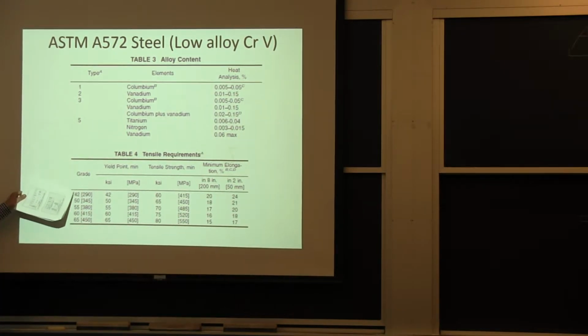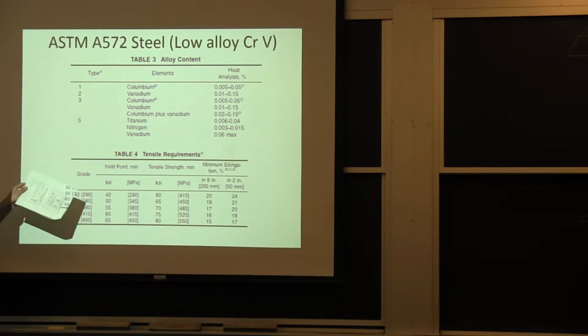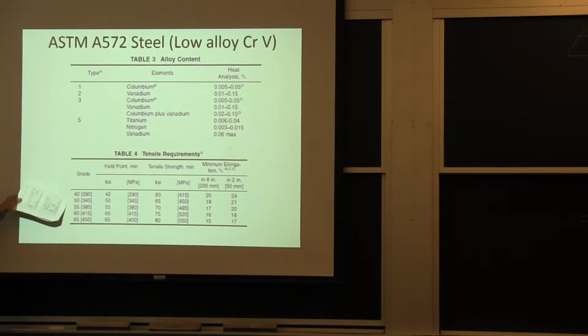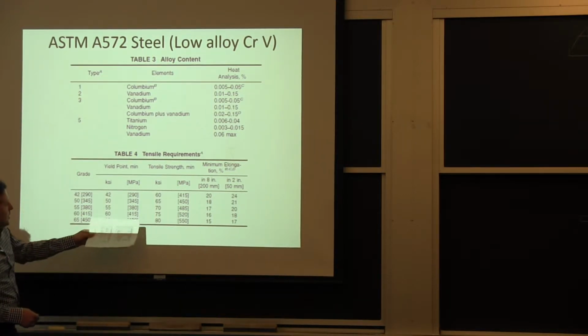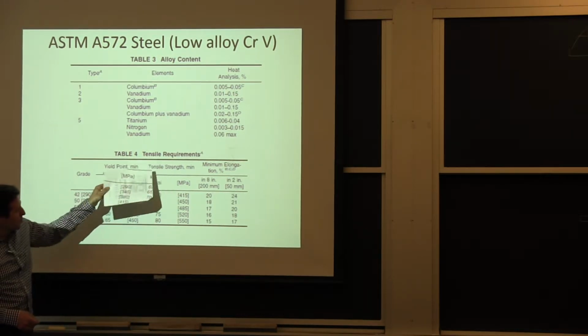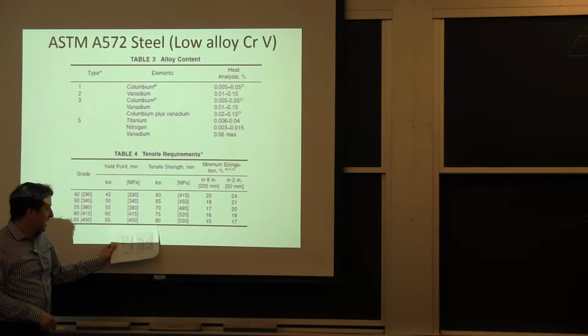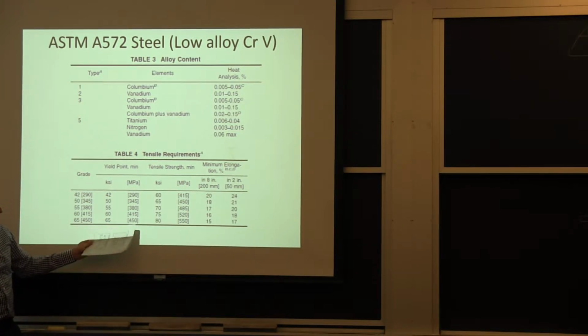The other aspects here on table 4, you see different grades. When we had 36, that was our minimum for the A36 steel. Now we have options. Our yield strength can start at 42 up to 65 KSI. And fortunately or unfortunately, we lost a maximum on the tensile strength, so these are all minimum. So if I take a grade 65, the minimum yield is 65, it can be anything higher than that. The minimum tensile strength is 80, or anything higher than that.